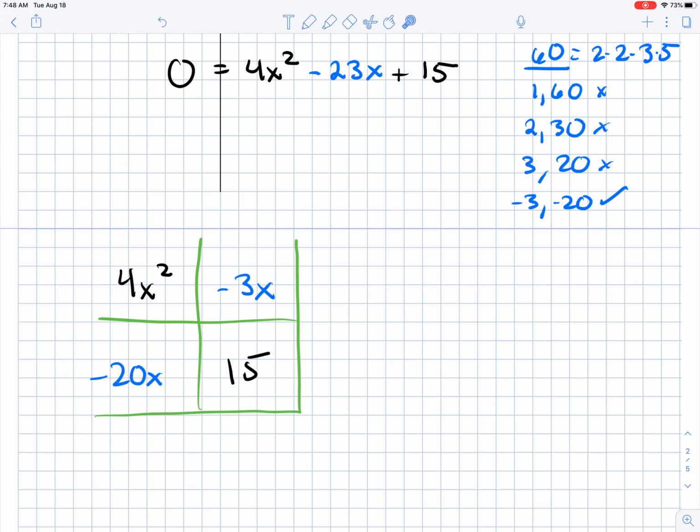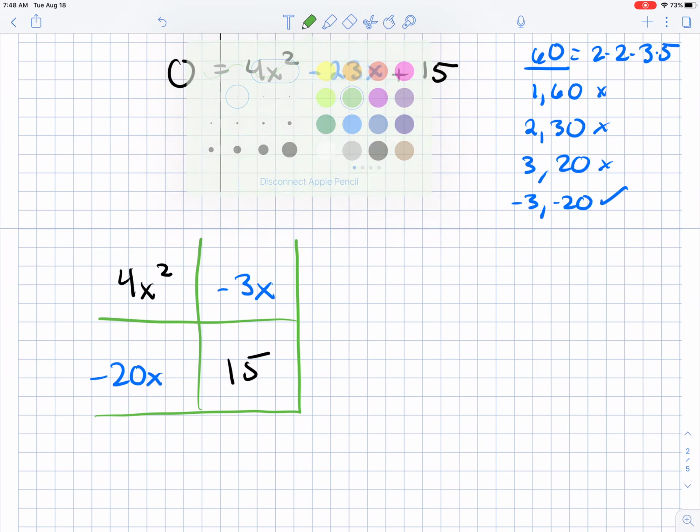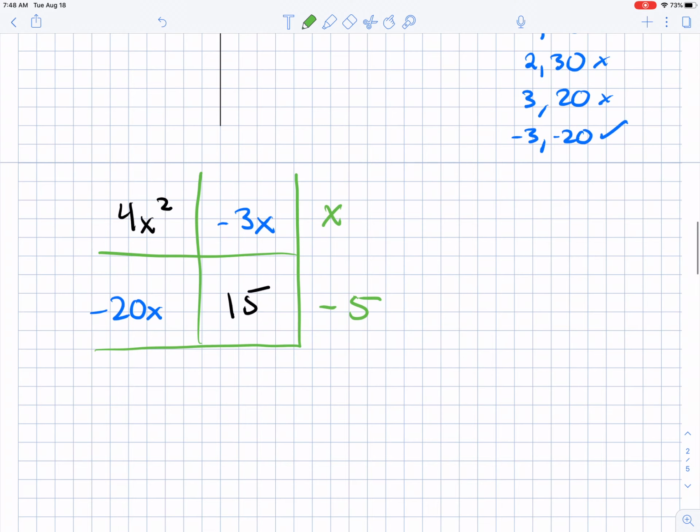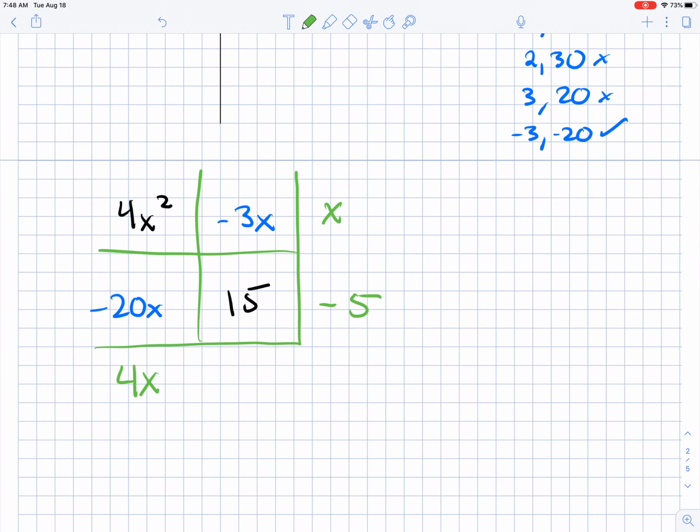So then, when we look at the two numbers on top, what do they have in common that we can factor out? Well, we can factor out an x from the two on top. The two on bottom, I would factor out a negative 5, so that we can factor out a negative 5 from both of those. The two on the left, we can factor out 4x. And the two on the right, I would factor out negative 3.